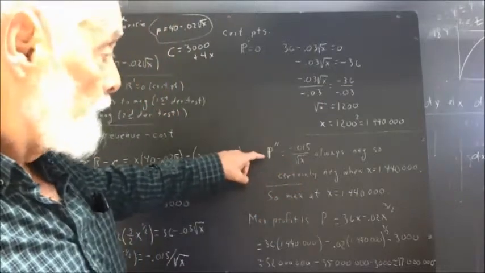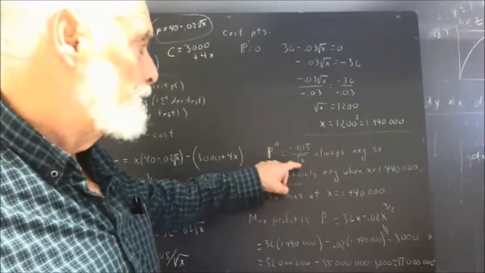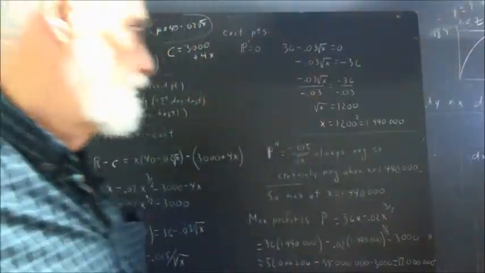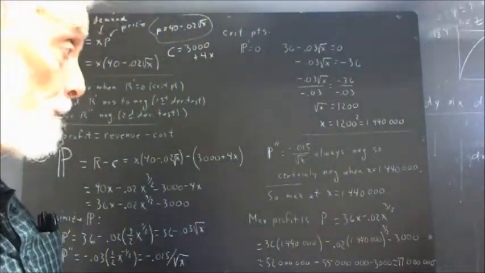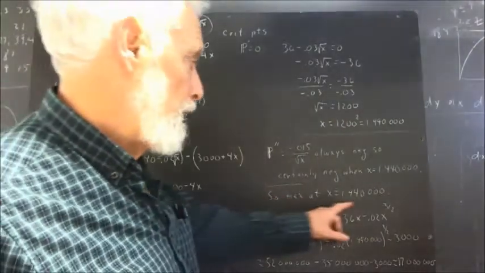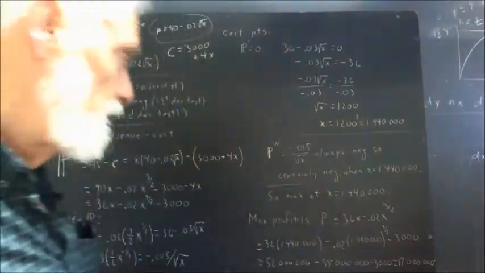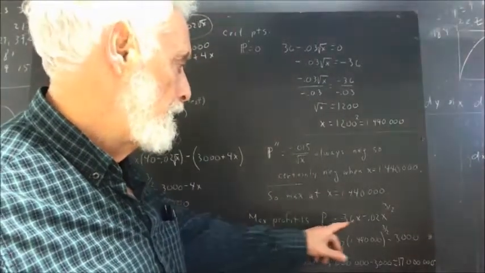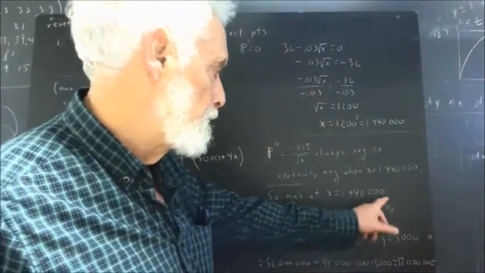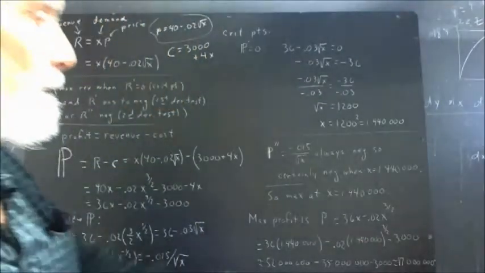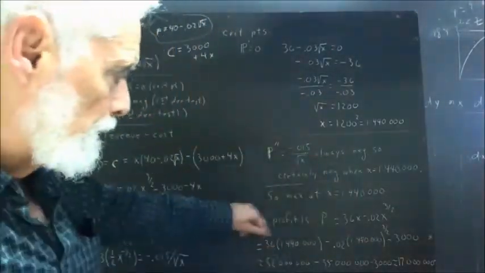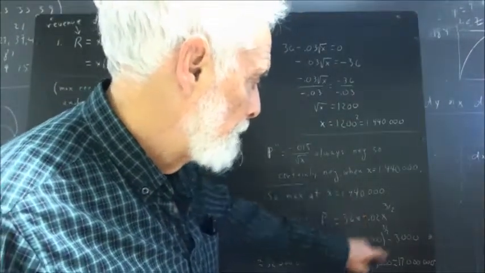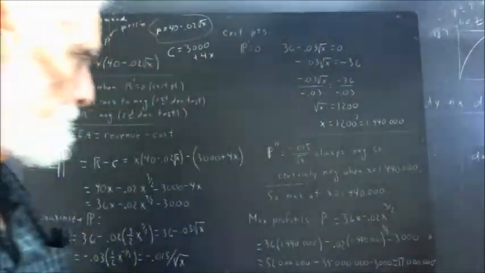Okay, so this is always negative, so certainly it's negative at the critical point where x equals 1,440,000. That means then that we have a maximum when x equals that number. And our maximum profit then is p equals 36x minus 0.02x to the 3/2, with x equal to this, so we have 36 times this minus 0.02 times the 3/2 power minus 3,000.